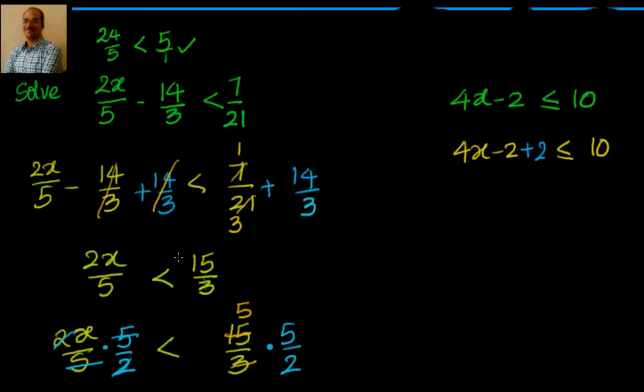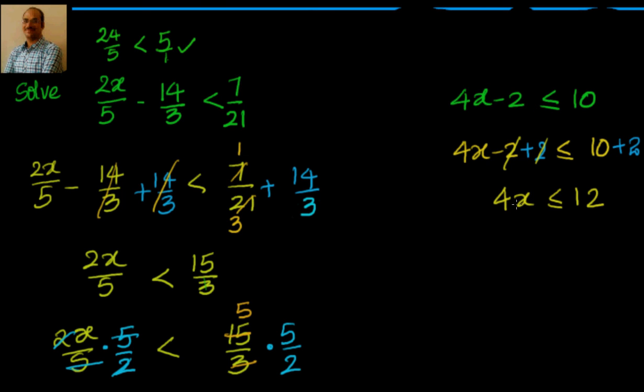Remember, when you are multiplying, you want to make a number equal to 1, so you multiply with its reciprocal. Whereas when you are adding or subtracting, you want to make a number equal to 0, then you will add the inverse of that. Okay. So 4x minus 2 plus 2 should be less than or equal to 10 plus 2. Now this is nothing but, 2 cancels out. I'll have 4x less than or equal to 12.